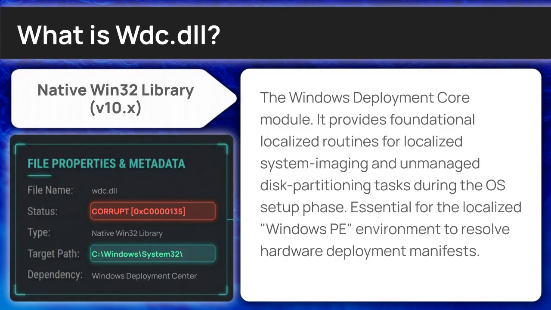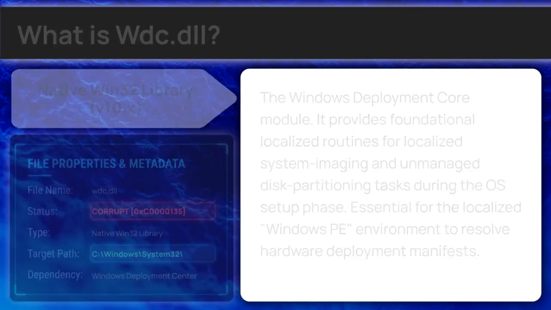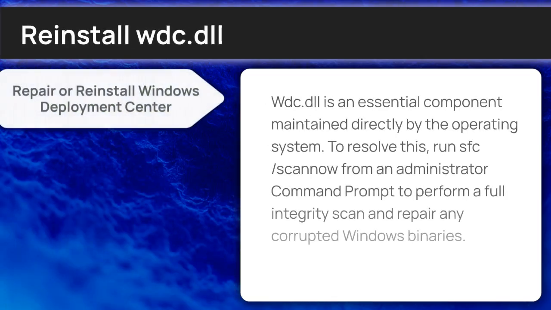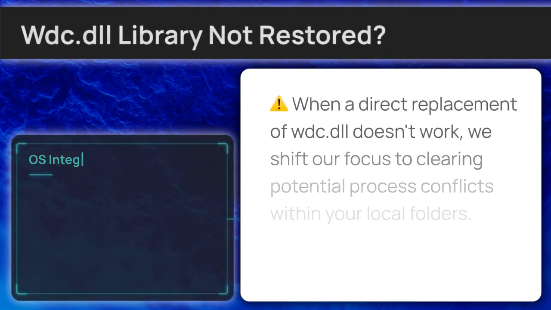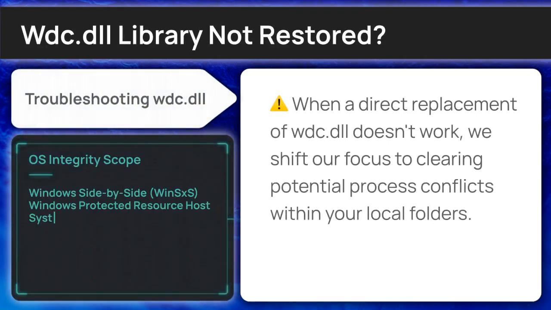Now let's get this fixed up. Our first move is installing a fresh, clean copy of the library. Wdc is an essential component maintained directly by the operating system. To resolve this, run sfc /scannow from an administrator command prompt to perform a full integrity scan and repair any corrupted Windows binaries. Should the file remain missing after a reinstall, we need to ensure that the operating system is forced to re-index its shared library paths.